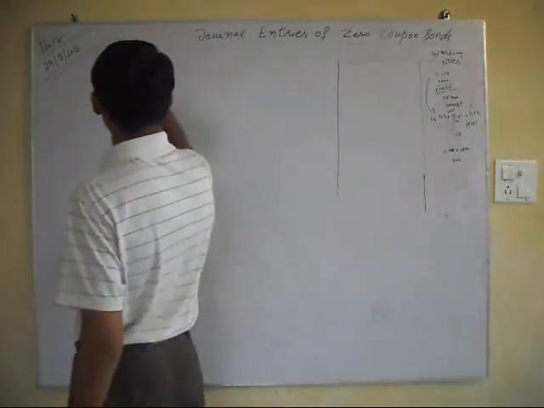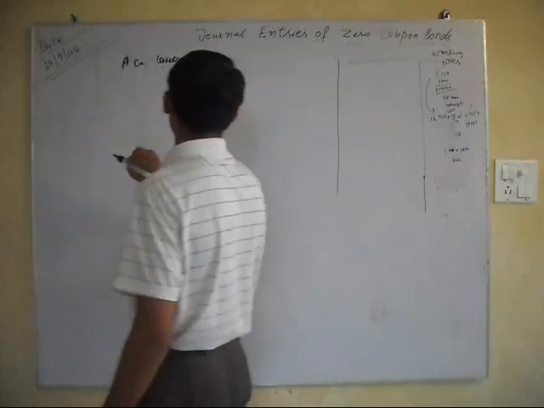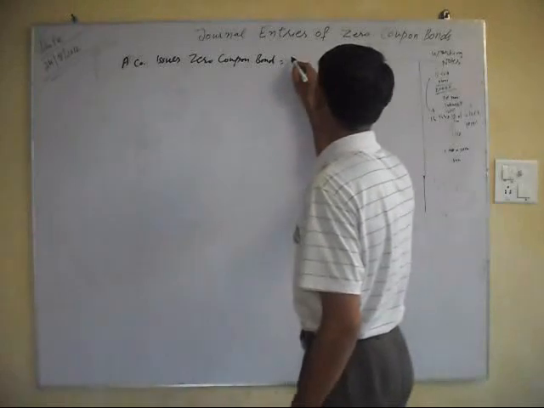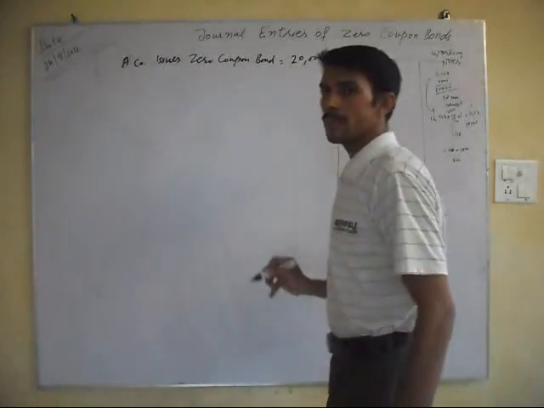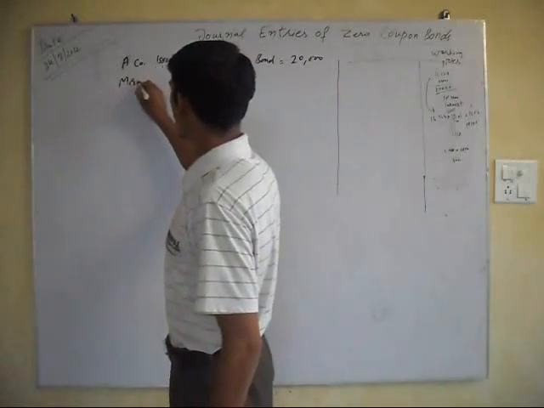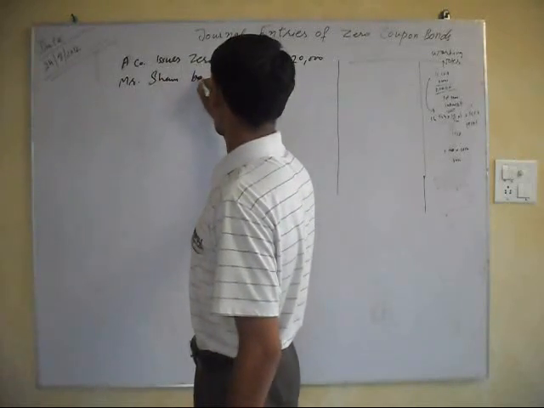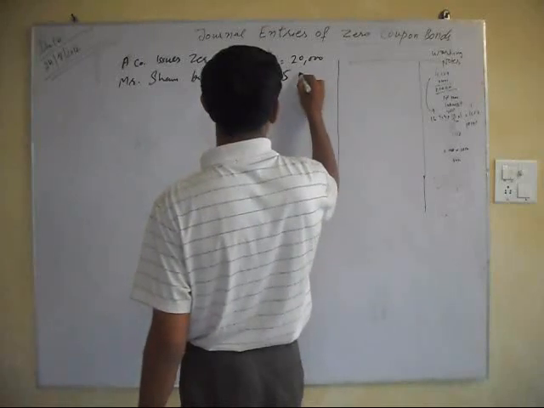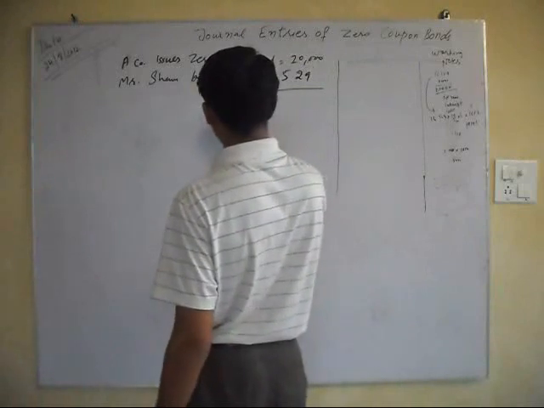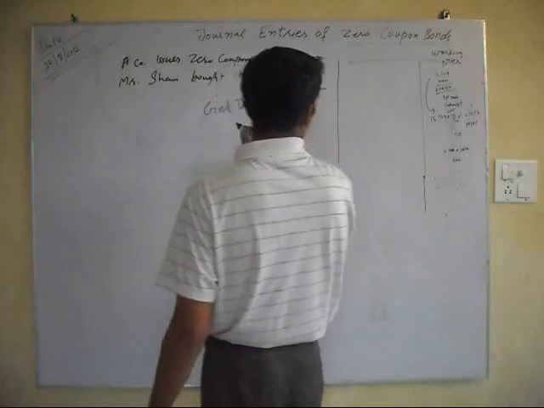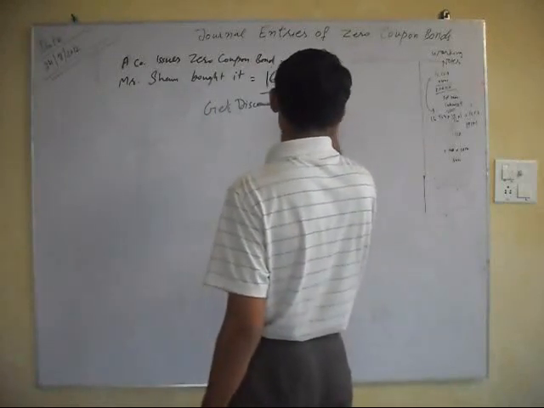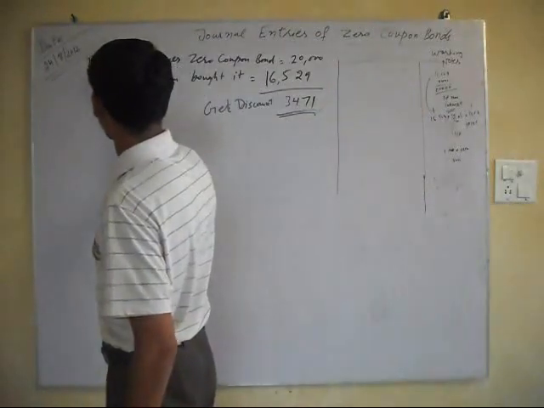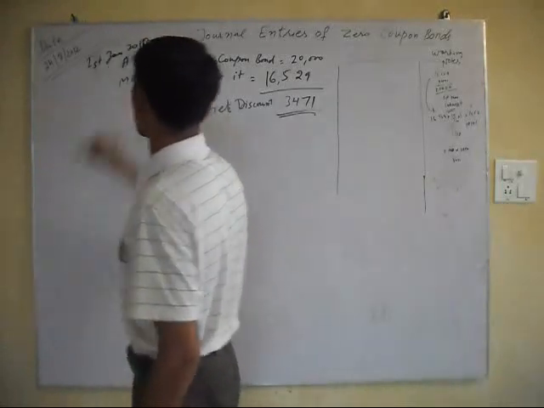Suppose a company issues a zero coupon bond of 20,000. Mr. Sham bought it at 16,529 and gets a discount of 3,471. So this is on 1st January 2010.